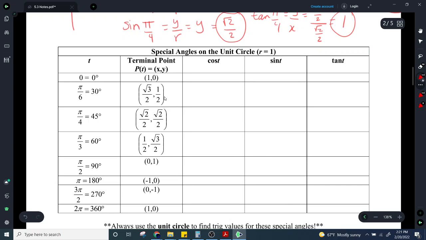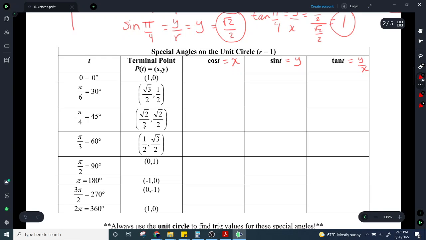But what I want you to remember is that when you're dealing with the unit circle, the radius is 1. The point on the circle, x comma y, if the radius is 1, cosine just becomes the x coordinate. Sine just becomes the y coordinate, and tangent will always be y over x, okay? So with that in mind, I'm going to give you these special angles on the unit circle.